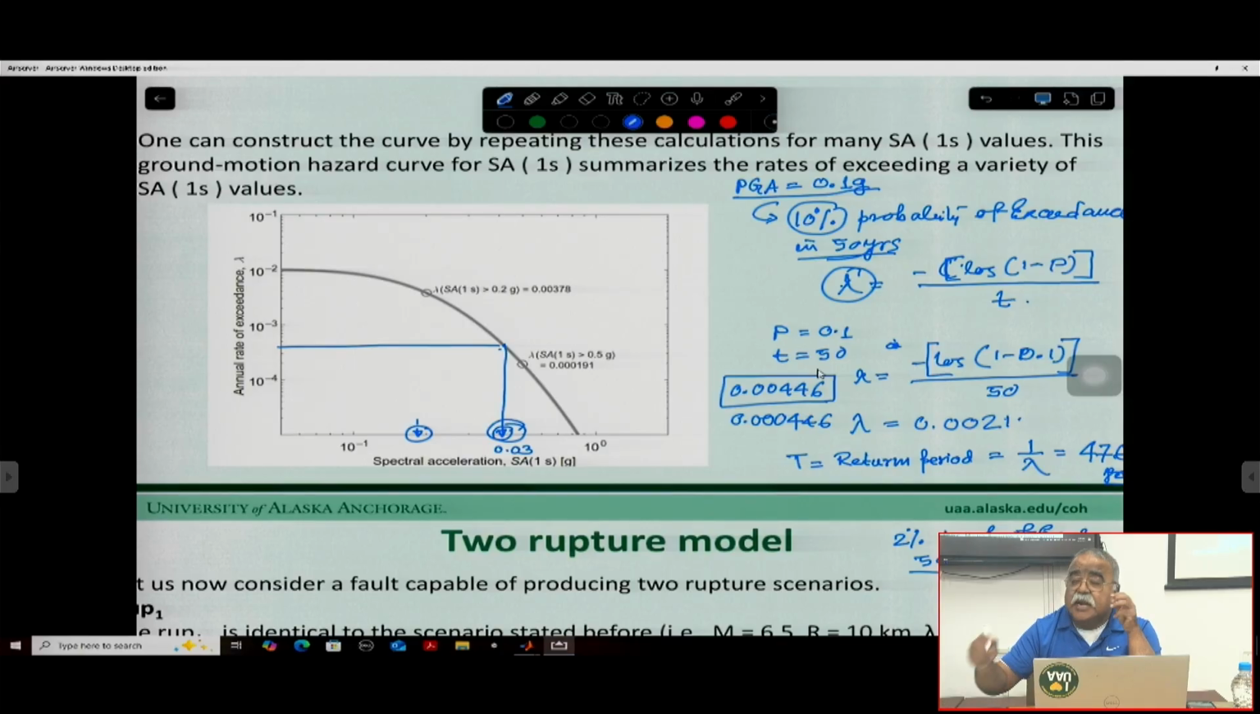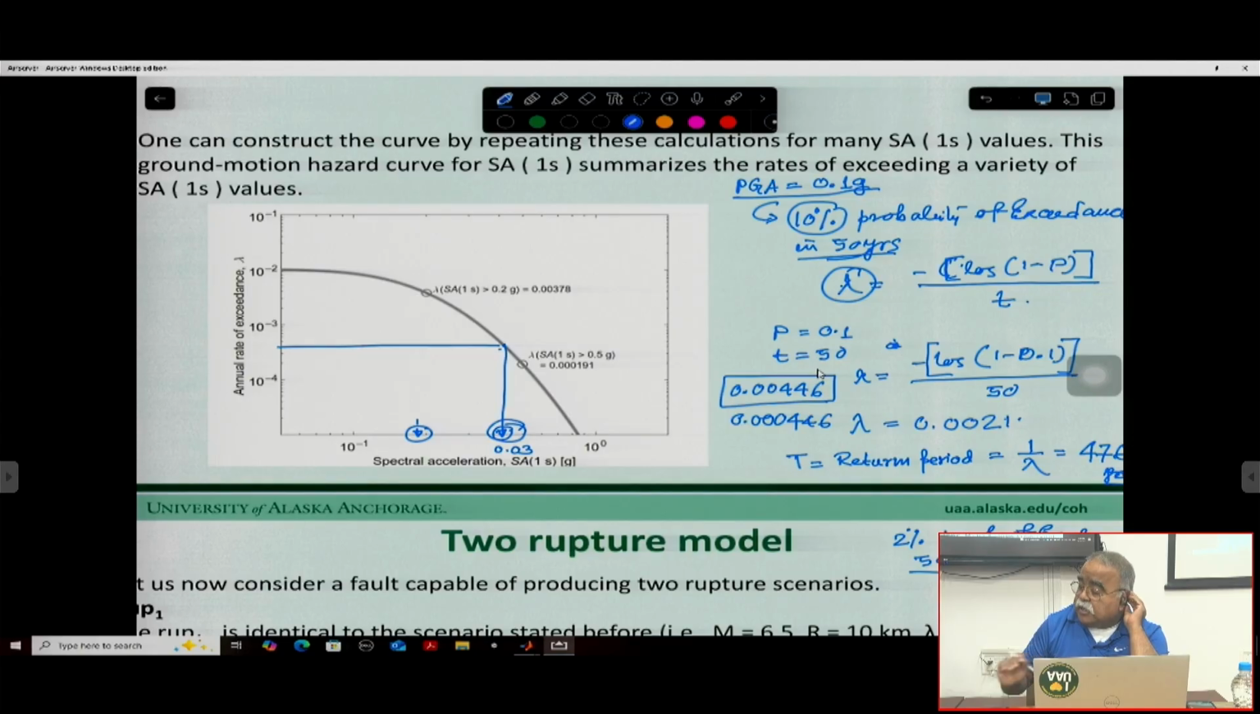Lambda is the number of exceedance per year. So 1 by lambda is equal to the return period. Does it make sense? So lambda means the number of exceedance per year.